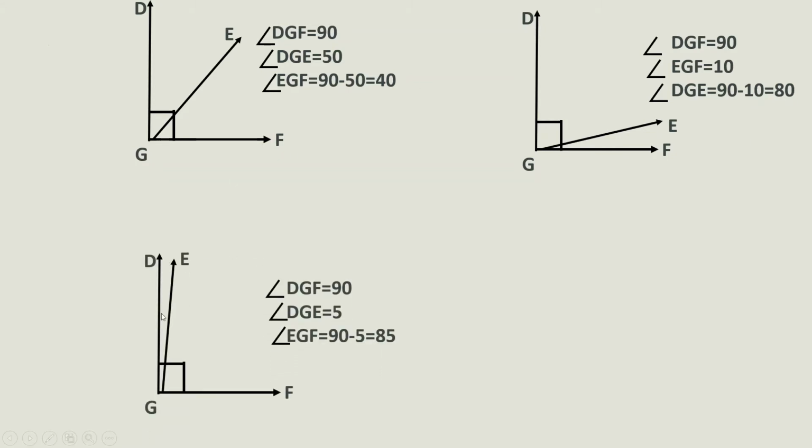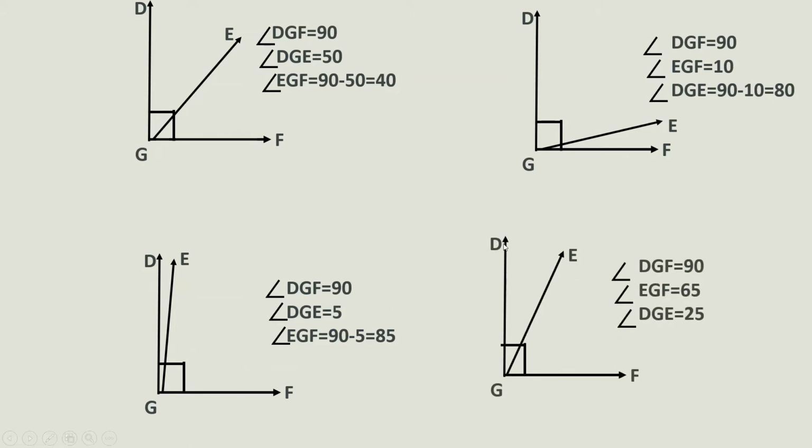In this angle, DGF, as we know, is 90 degrees. DGE is 5 degrees. Now all we need to do is subtract 90 and 5, which gives us 85 degrees. So EGF is 85 degrees. In this angle, we know that DGF is 90 degrees and EGF is 65 degrees. We're trying to find out what's DGE. DGE is equal to 25 degrees because 90 minus 65 gives us 25 degrees.